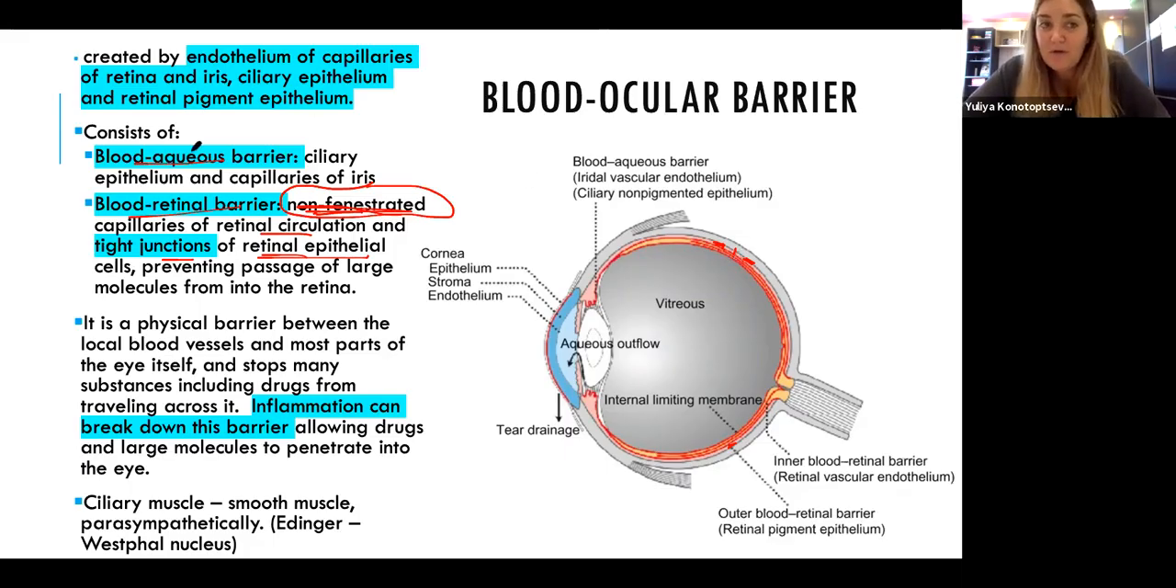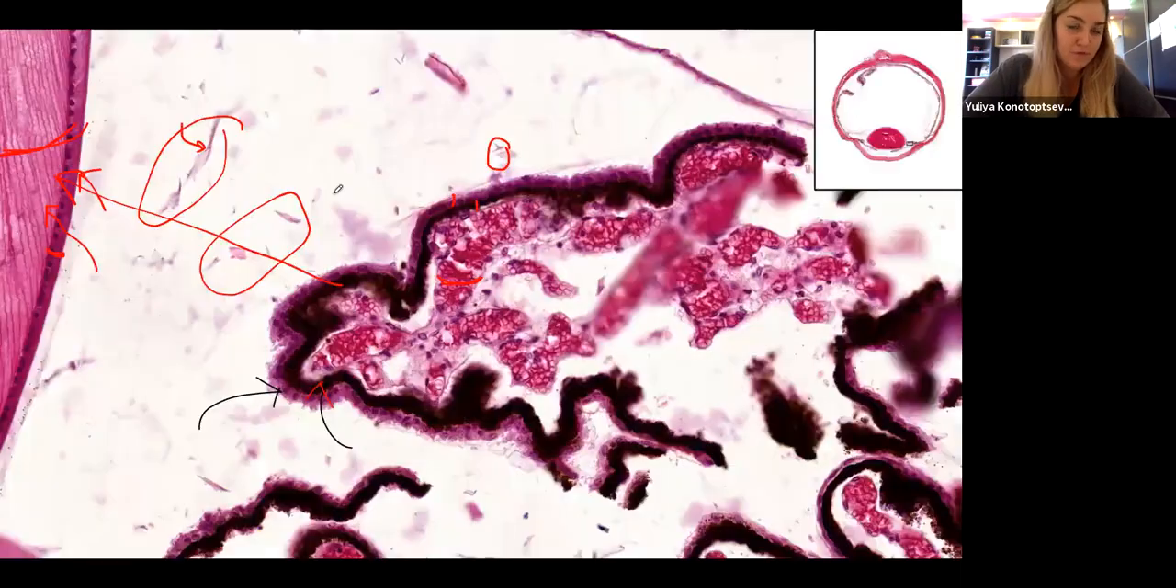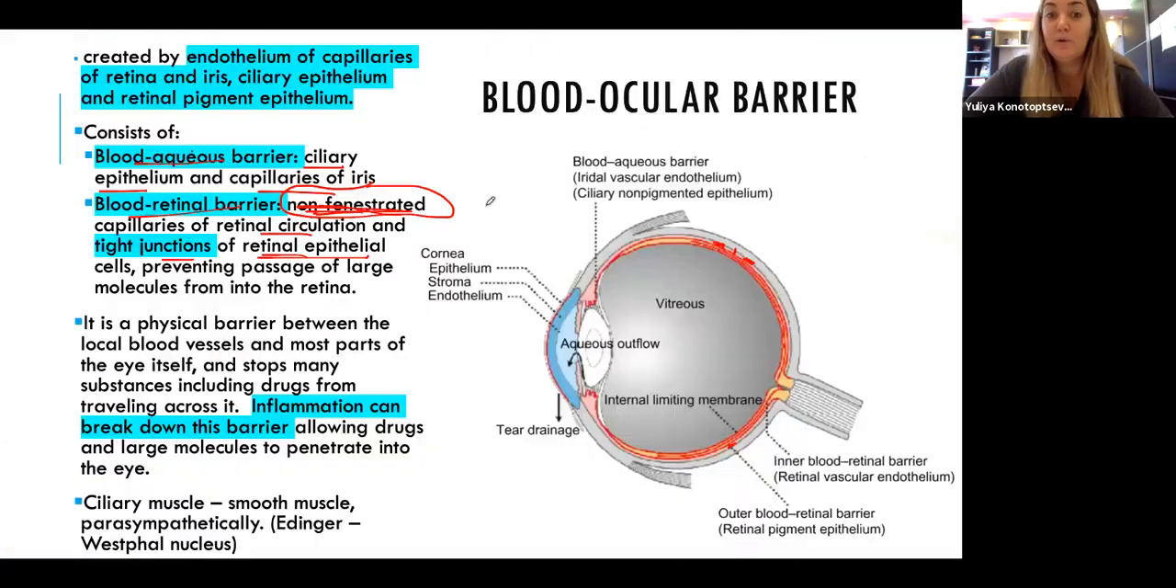The blood aqueous barrier is between the ciliary epithelium and capillaries of the iris. What do I mean by capillaries of the iris? I mean these. These are considered to be capillaries of the iris because they are branches of the arteries of the iris. So the blood aqueous barrier is right here. We aren't allowing the blood to go this way, and we aren't allowing the aqueous humor to go back this way as well. That's where the blood aqueous barrier would be.